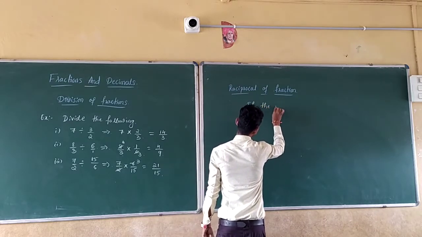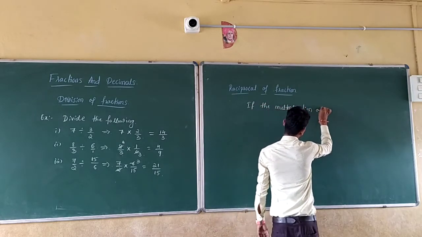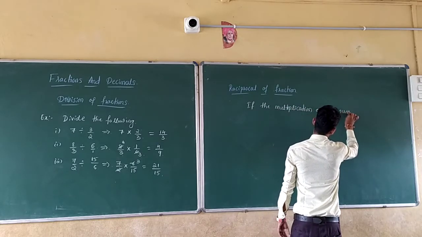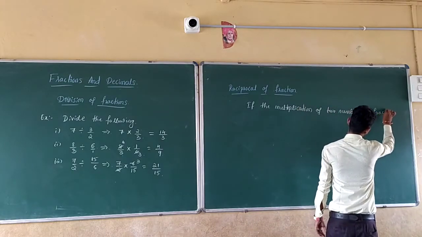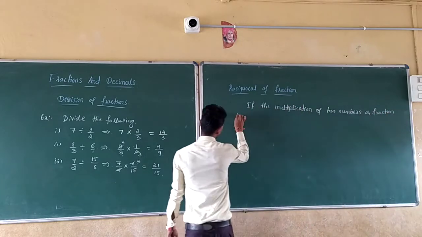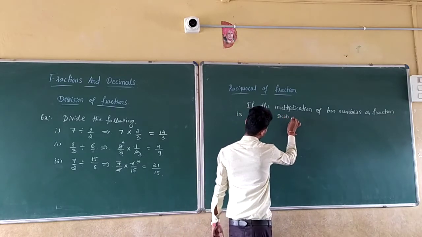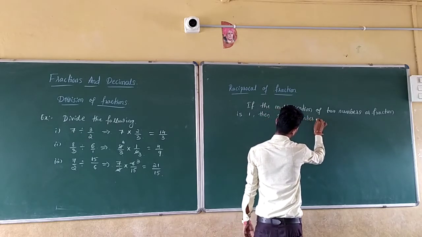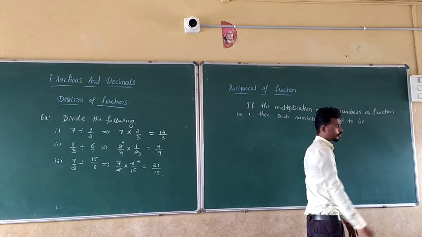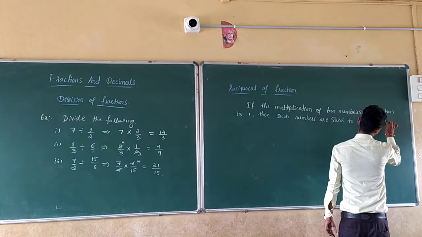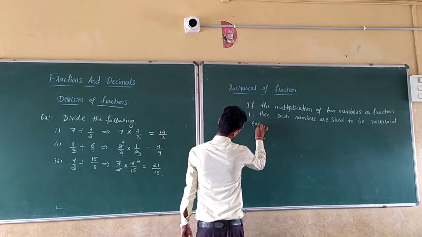If the multiplication of two numbers or fractions is 1, then such numbers are said to be reciprocal of each other.